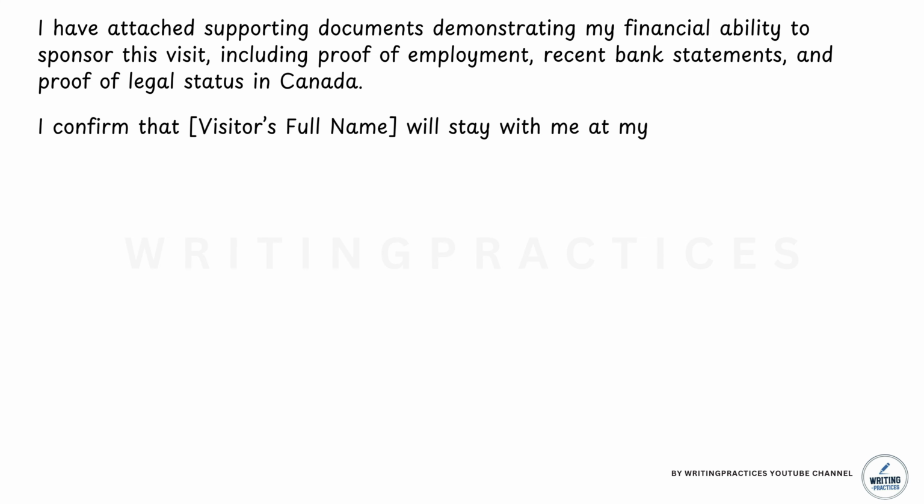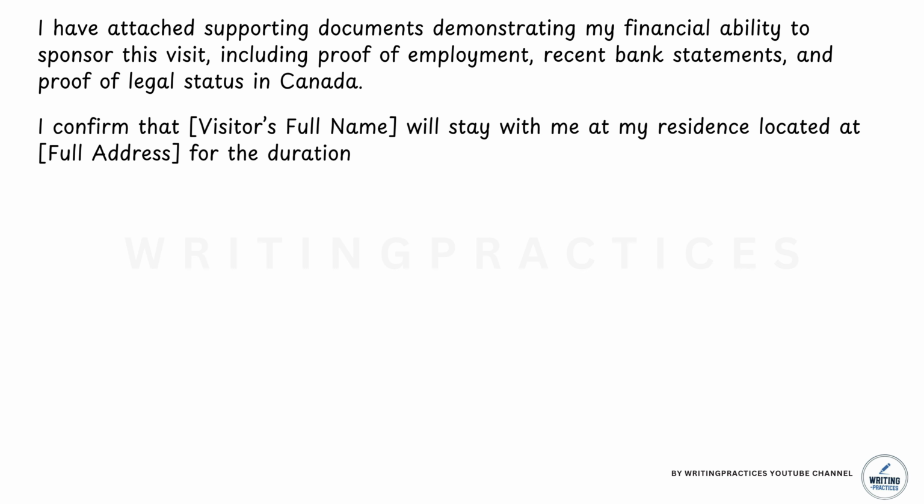Paragraph 7. Accommodation confirmation. State where the visitor will stay. For example, I confirm that Sarah Anderson will stay with me at my residence, located at 145 Cedar Street, Toronto, Ontario, for the duration of her visit. This confirms accommodation arrangements. The address should match your proof of residence.